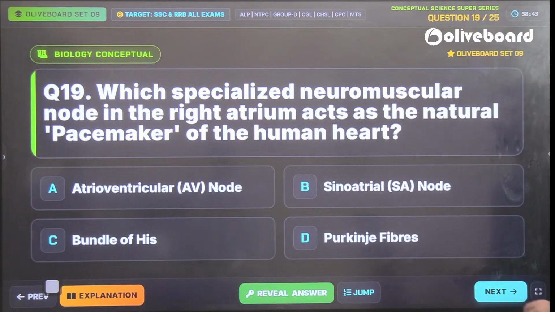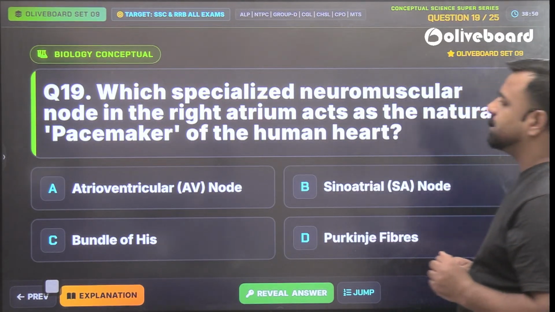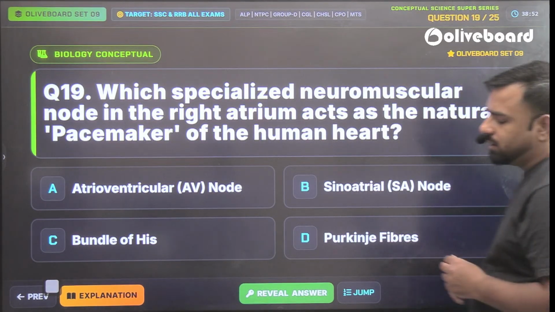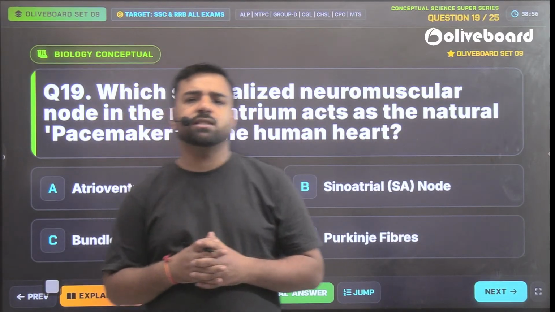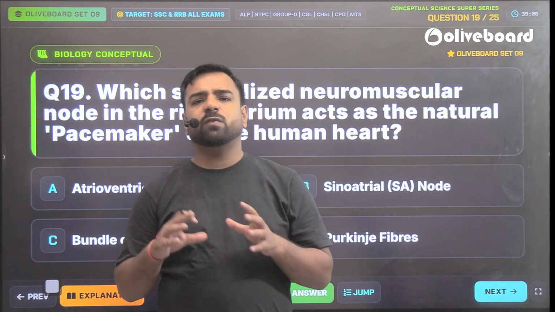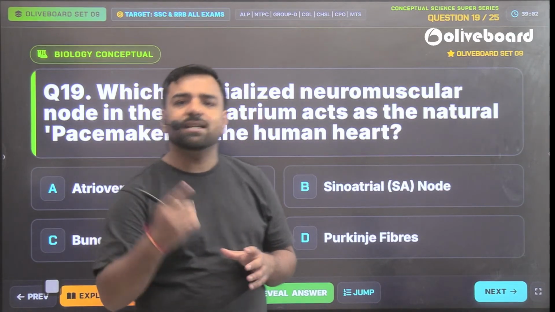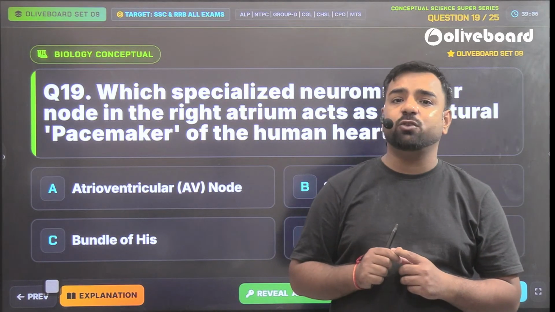Next, which specialized neuromuscular node in the right atrium acts as the natural pacemaker of the human heart? Normally we know that our heart pumps the blood, right? And what is the quantity? 5 to 5.5 liters of blood is pumped in a single minute. And what is the total count of the beats? On an average that's 72 beats per minute.